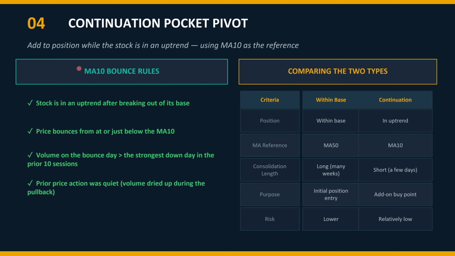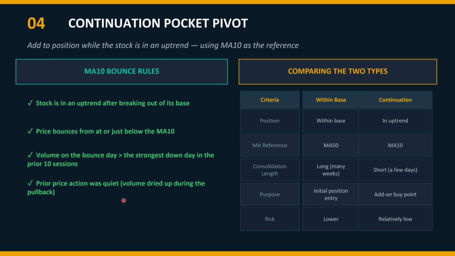Stock is in an uptrend following a breakout from a base. Price bounces from at or just below the 10-day MA. Volume on the bounce day exceeds the highest down-day volume of the prior 10 sessions. Prior price action was quiet. Volume dried up during the pullback.